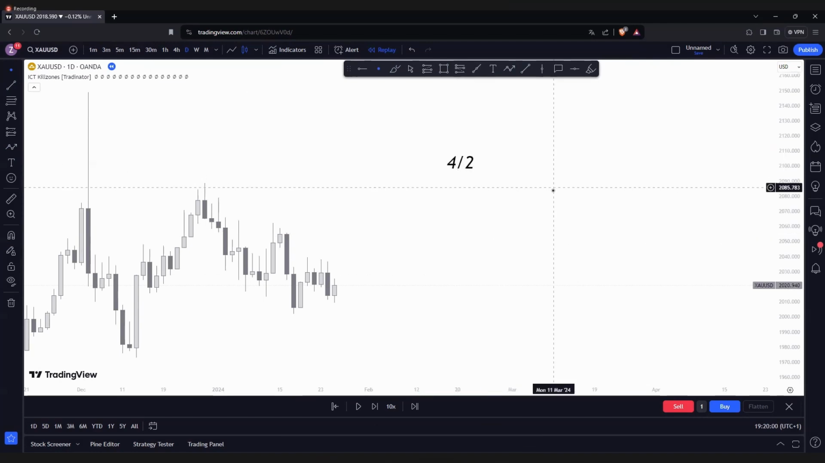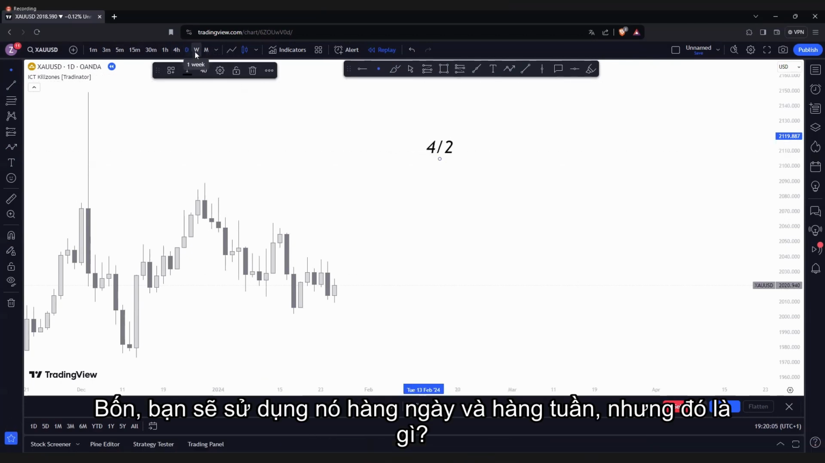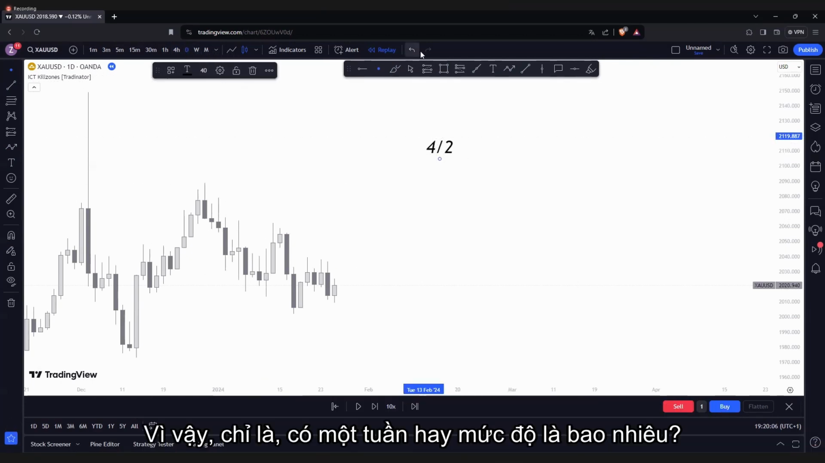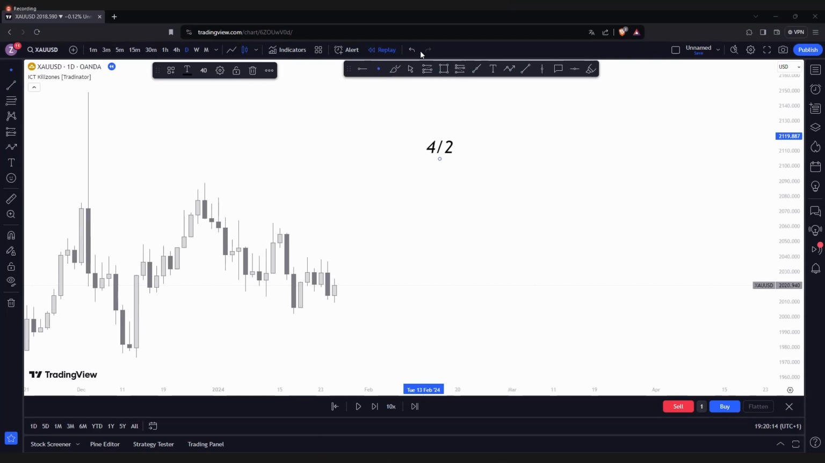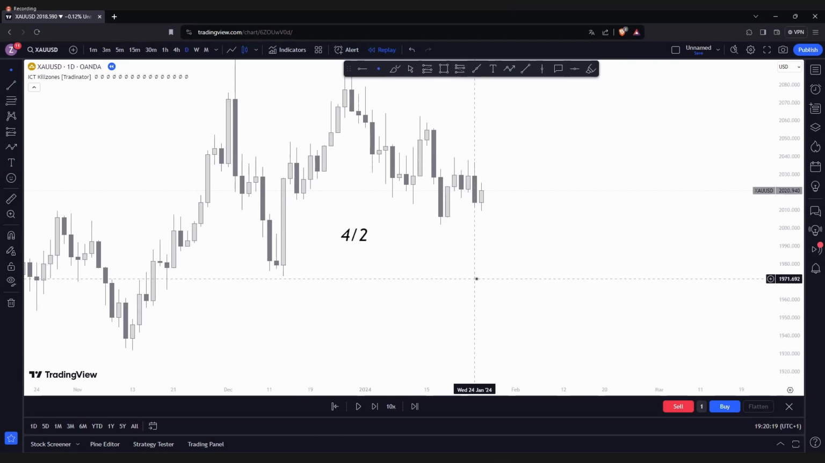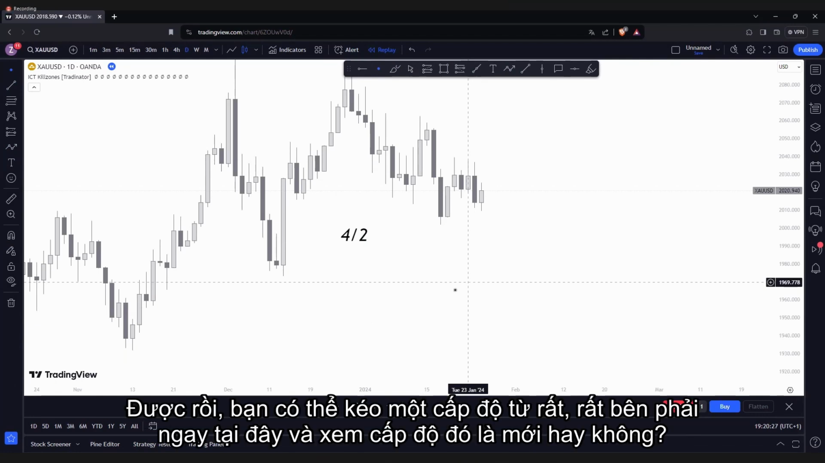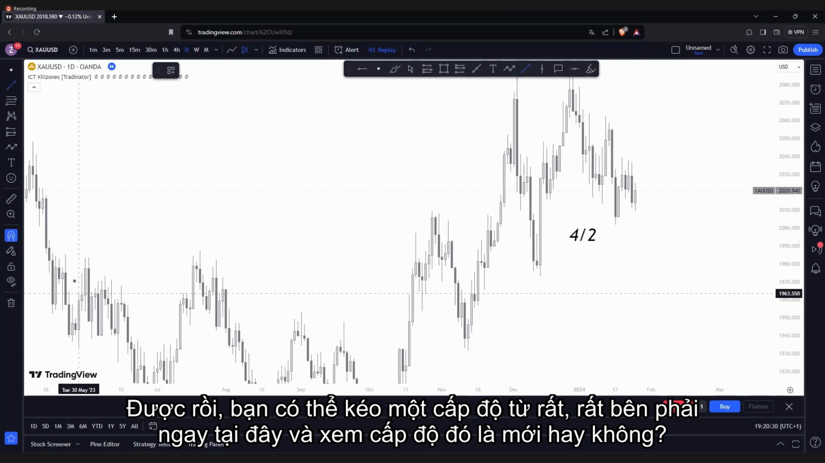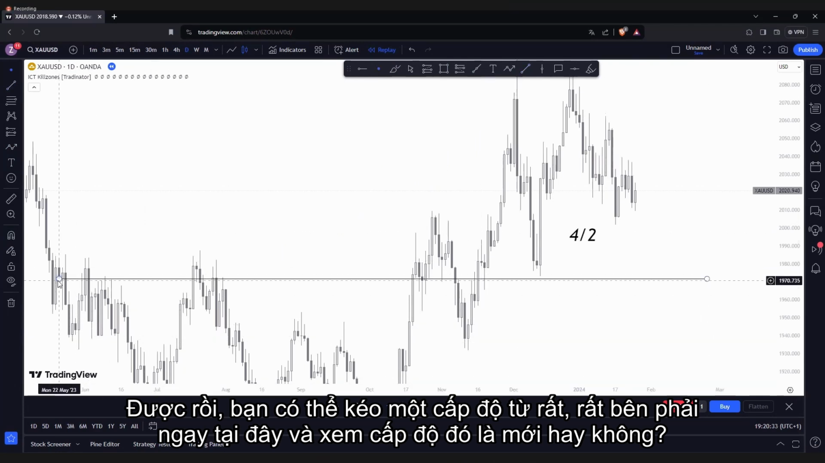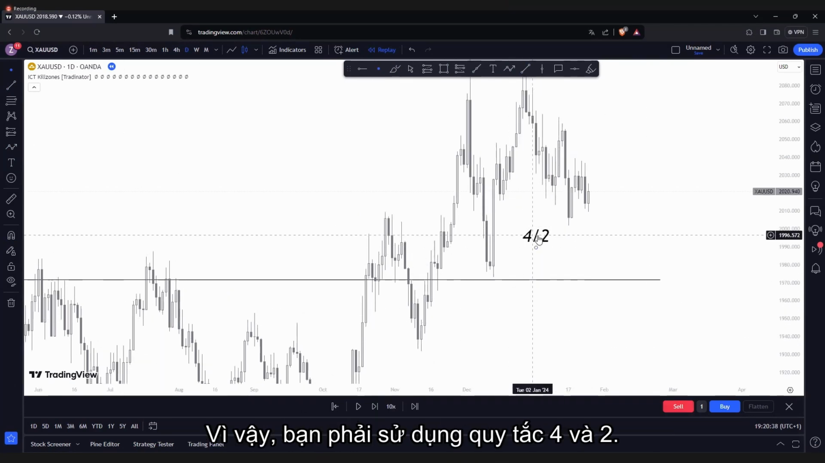So what's the 4 and 2 rule? The 2, you're going to be using that on the H4, H1. The 4, you're going to be using that on the daily and the weekly. But what's that? Is there a wick or a body sitting on the level? Now, how many times can a level become fresh, unfresh, fresh, unfresh again? Can you drag a level from the very right here and look if the level is fresh or unfresh? You can't do that, so you have to use the 4 and 2 rule.